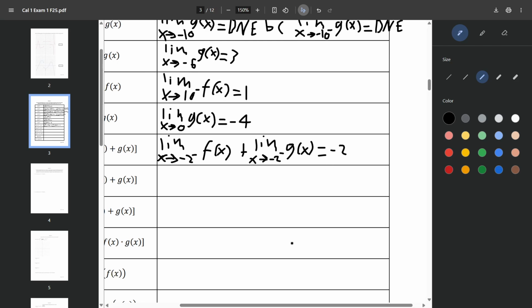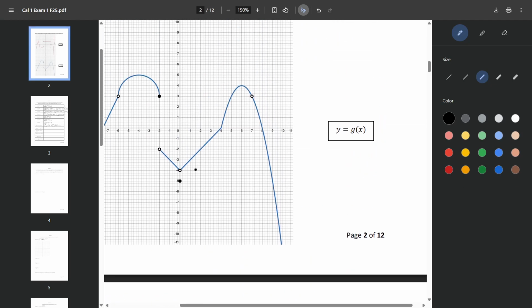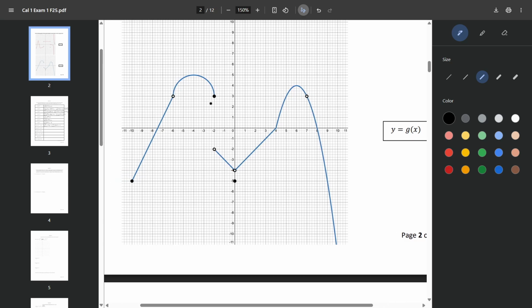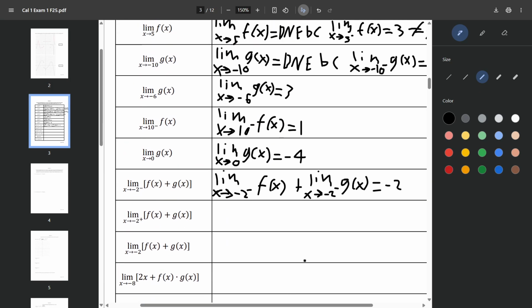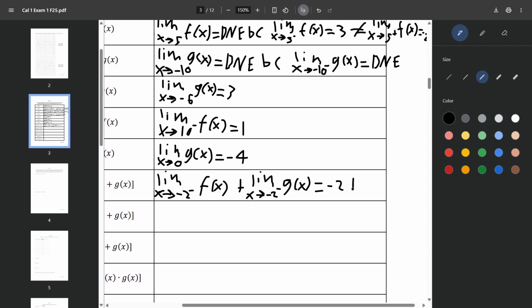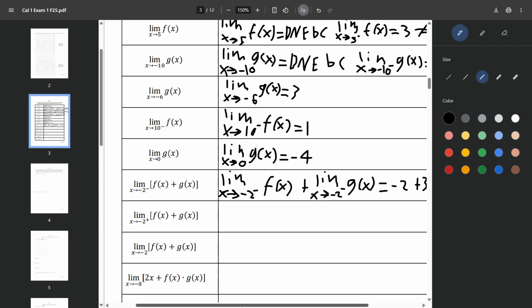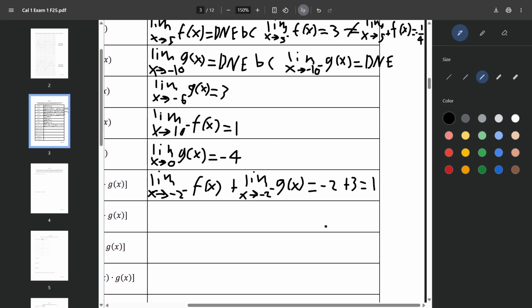And for our g of x, we're going to go to the graph. And from the left side of our limit, as x is approaching -2, it is 3. So we're going to put plus 3. And so our limit of x approaching -2 from the left is going to equal 1.